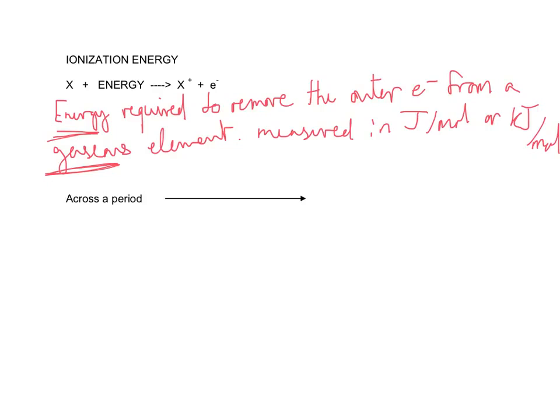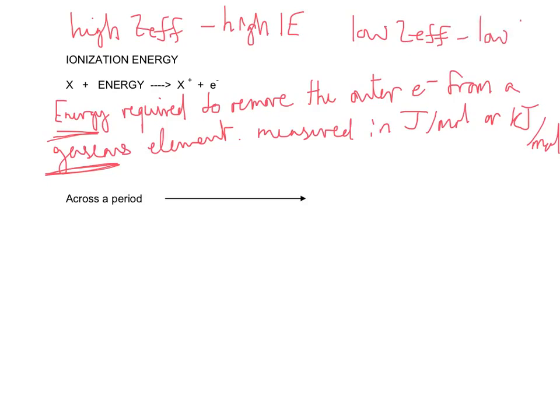And so that would mean that if you have high Zeff, high attraction to the nucleus, that means you have to put in more energy to remove the electron. So there's high ionization energy. If you have low Zeff, then that means you have low ionization energy, because if it's not attracted as much, then it's easier to remove.